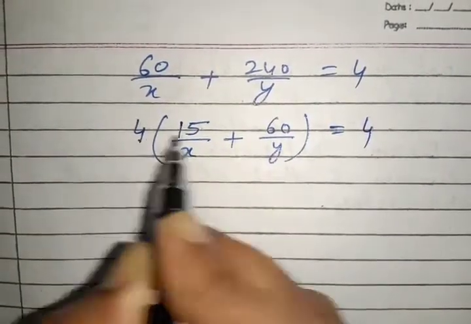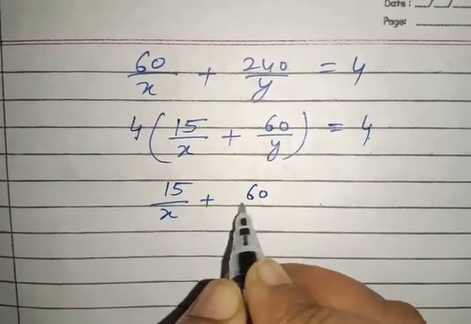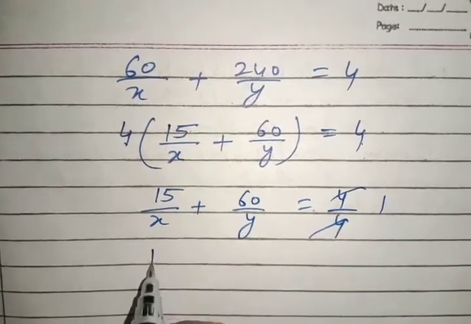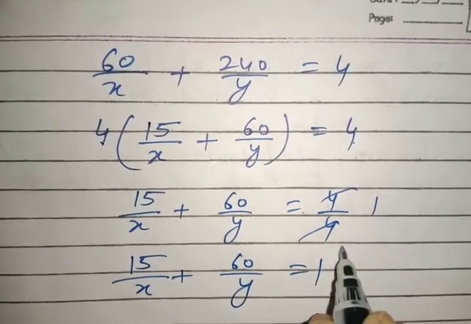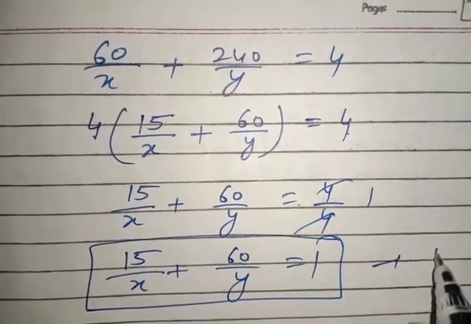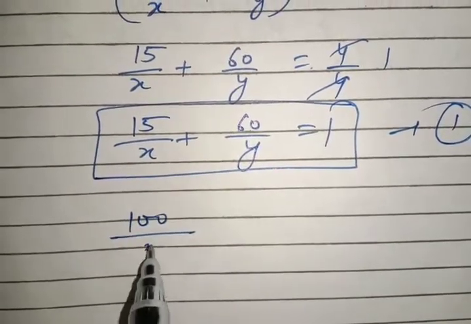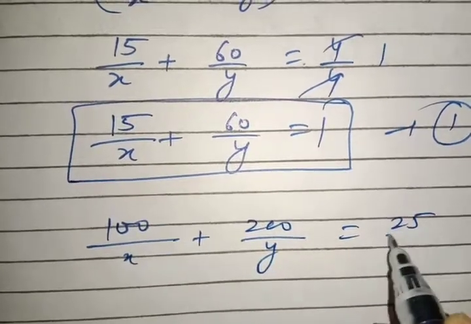Now divide this by 4, and the equation will become 15 by x plus 60 by y is equal to 4 by 4, which is 1. So the final first equation is 15 by x plus 60 by y is equal to 1. And the second is 100 by x plus 200 by y is equal to 25 by 6.